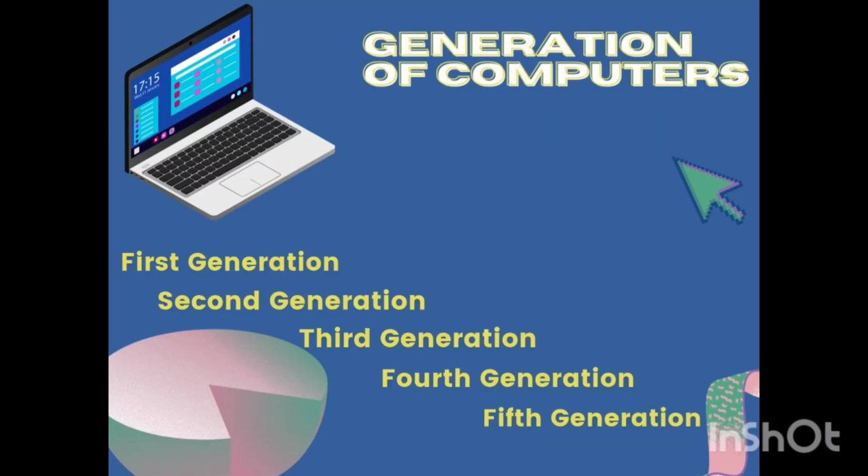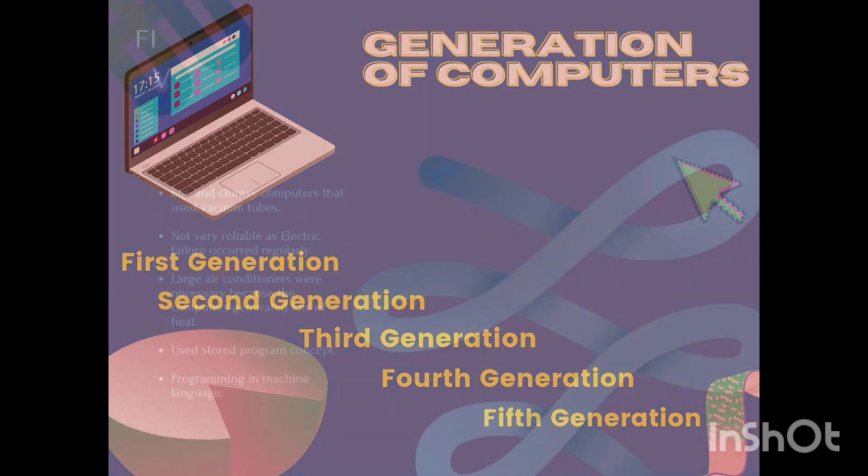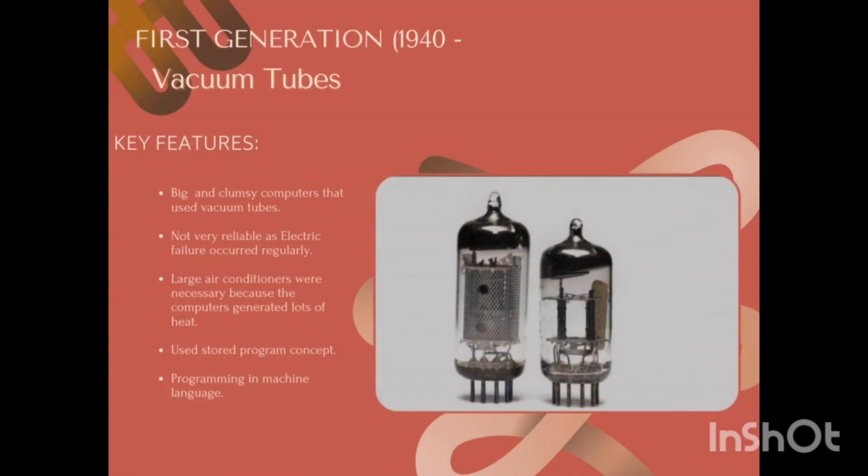Channel. Today we will learn about generations of computers. We have seen that there are many generations of computers: first generation, second generation, third generation, fourth generation, and so on. The first generation computer's time period was 1940 to 1956, and at that time vacuum tubes were used. Now we will see the key features of that generation.